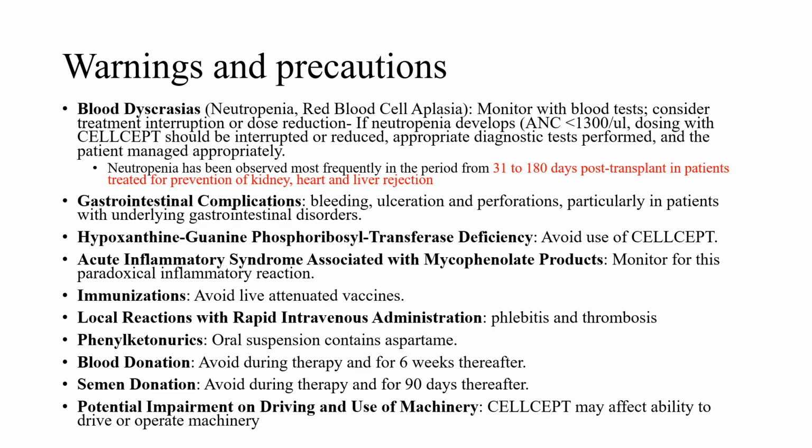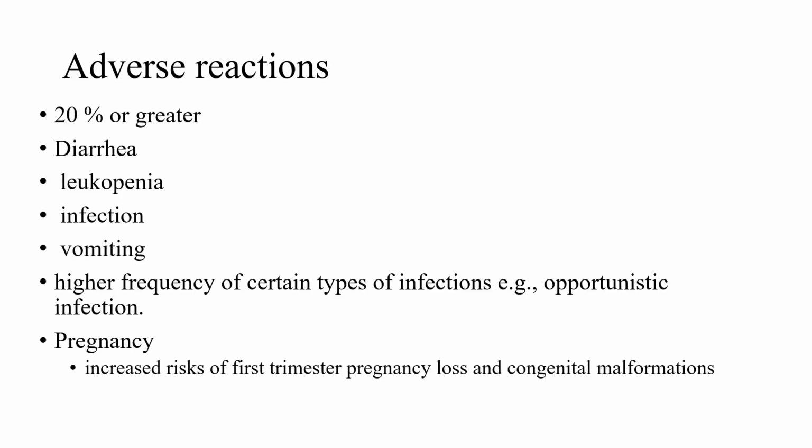And just like tacrolimus, live vaccines have to be avoided when the patient is on CellCept. If you give a very fast infusion, it can result in local phlebitis and thrombosis. Patients with phenylketonuria should be careful, because the oral suspension has aspartame, which can precipitate phenylketonuria. Blood donation has to be avoided for 6 weeks after stopping mycophenolate, and semen donation has to be avoided for 3 months after stopping mycophenolate. And there is a potential impairment of driving and use of machinery when a patient is using CellCept.